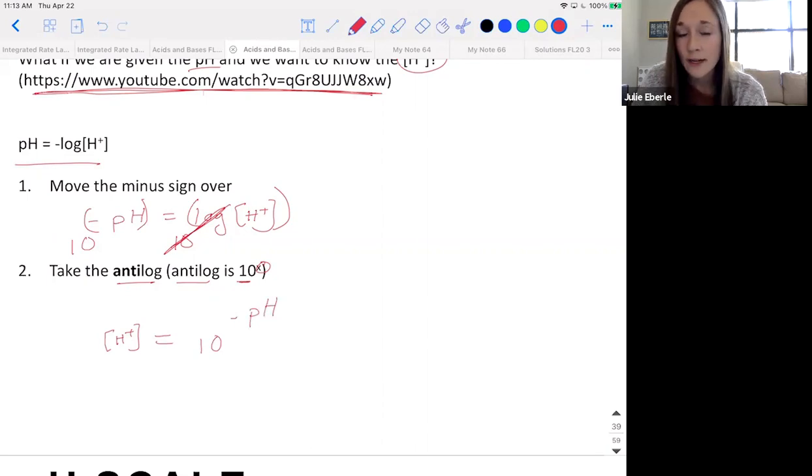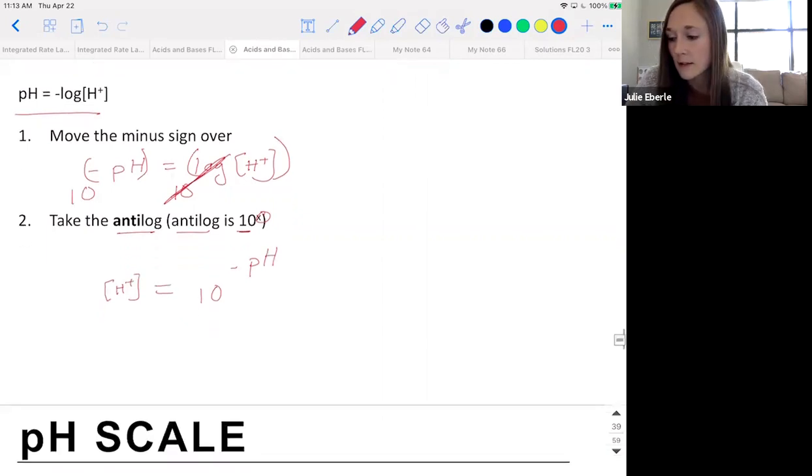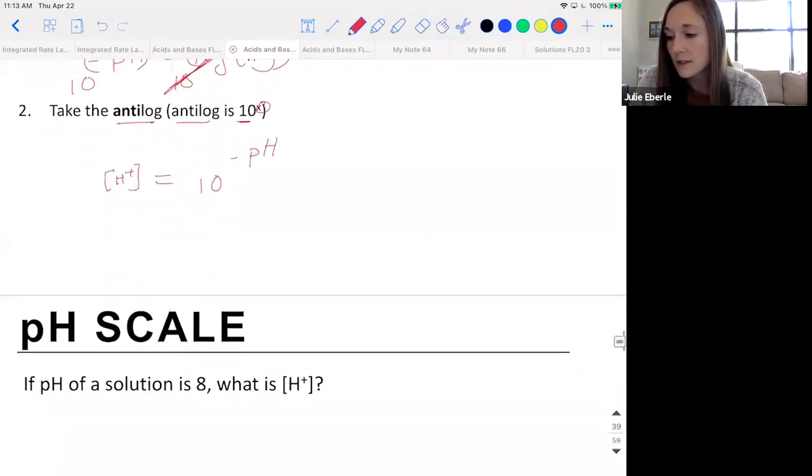Okay, so for sure on an exam, I will ask you to solve for pH, and then I will give you a pH, and I'll ask you to solve for the concentration of H plus. So know it both ways. Let's put this into practice. If a solution has a pH of 8, what is the concentration of H plus?